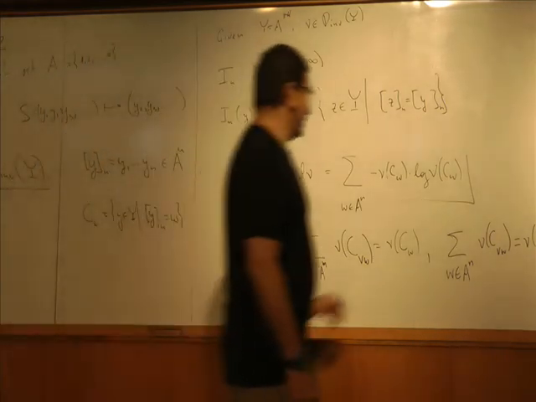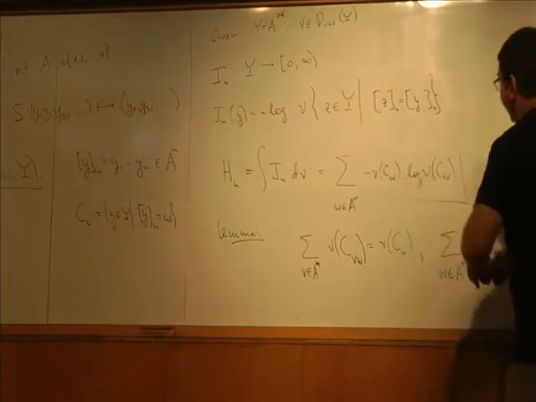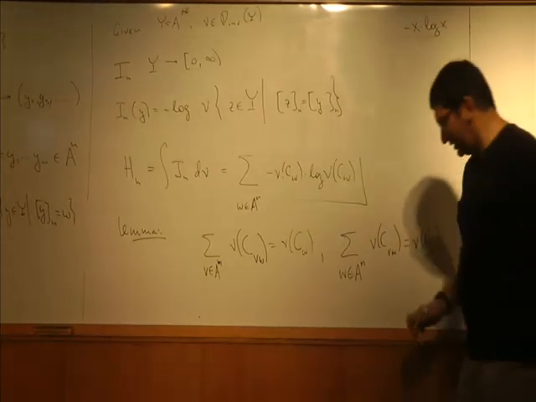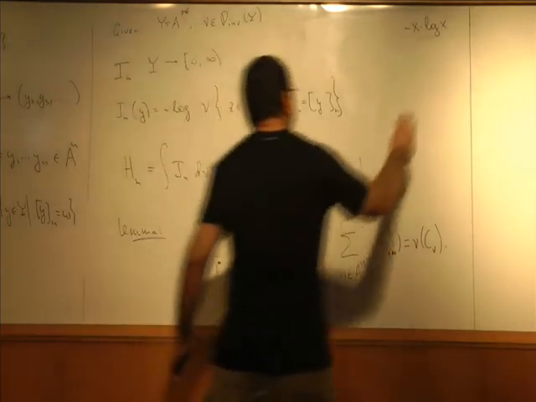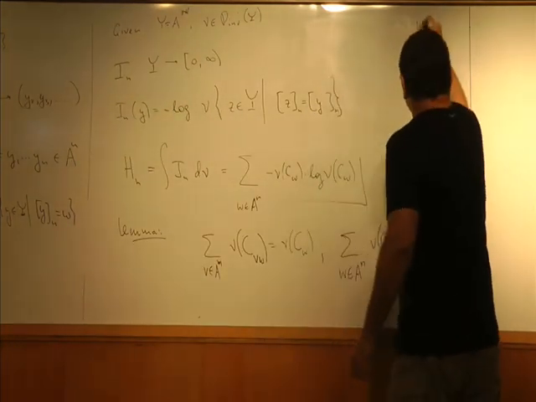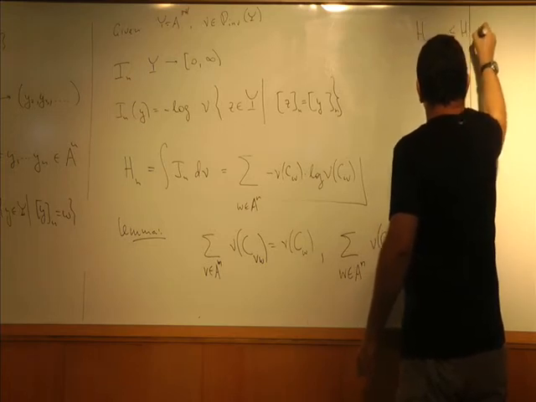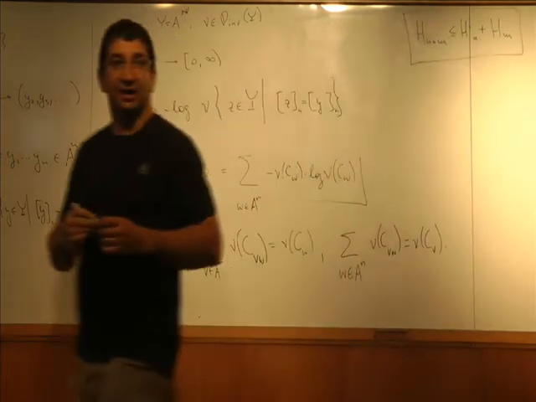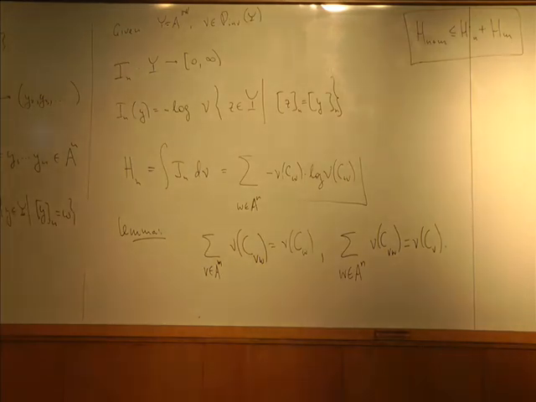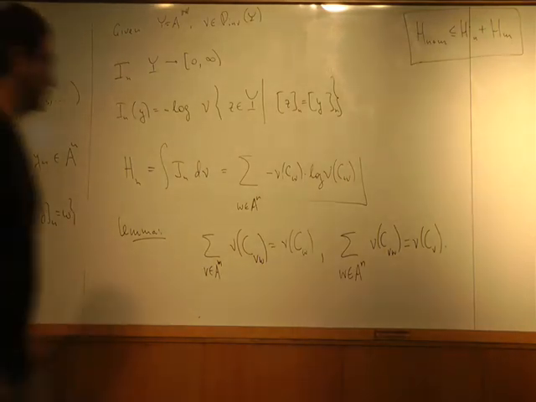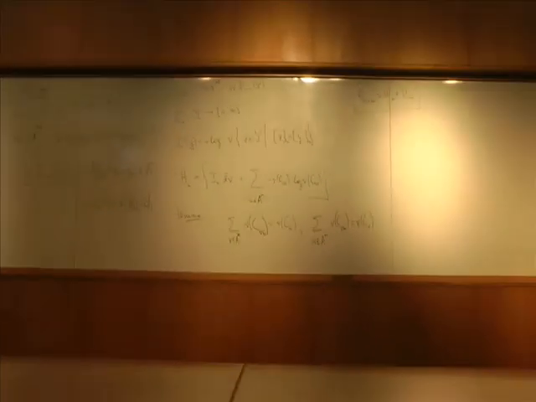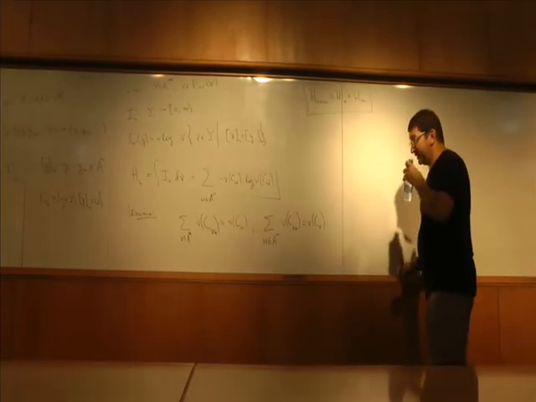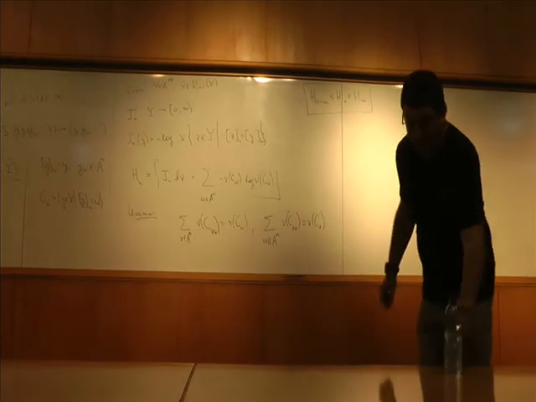But from that lemma and concavity of the function minus x times log x, concavity, convexity, I'm not sure which one of those, you easily deduce that h_{n+m} is less than or equal to h_n plus h_m. So this is the fundamental relationship in Shannon's entropy. It's not a big deal. We have to go fast, so I'm not giving the details of this, but you can take it as an exercise.